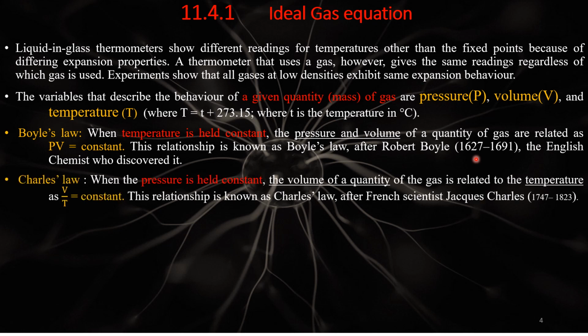Another law is Charles' law, which states that when the pressure is held constant, the volume of a quantity of gas is related to temperature by the relationship V by T is equal to constant. That is, the ratio of volume to temperature is constant. This relationship is known as Charles' law, named after the French scientist Jacques Charles, who lived from 1747 to 1823.